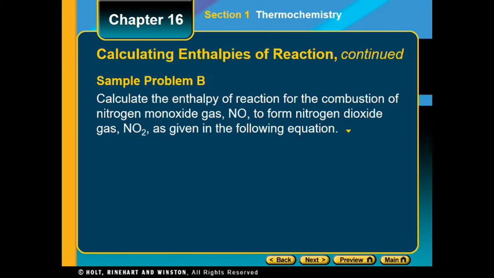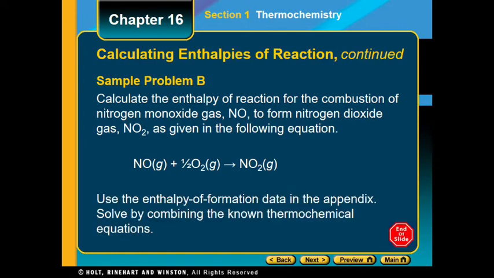In this example, it says calculate the enthalpy of reaction for the combustion of nitrogen monoxide gas to form nitrogen dioxide gas as given by the following equation. So this is our equation balanced. This time they're using a fraction instead of whole numbers all the way across. Not a big deal, but we do need to go look up some data in the appendix again. So the ones that we're going to focus on are nitrogen monoxide, oxygen gas, and then nitrogen dioxide gas.